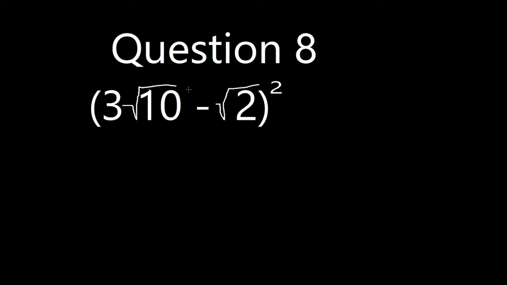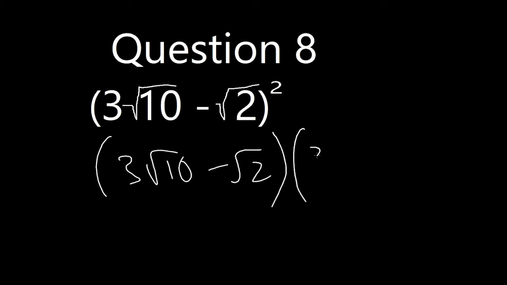Okay, so our question 8. Now this is part F because it's our last question of question 8 in the textbook. So what have we got here? We again have a similar form to what we had before. So remember, this is simply short for 3 root 10 minus root 2.